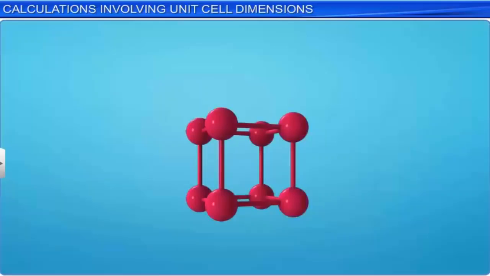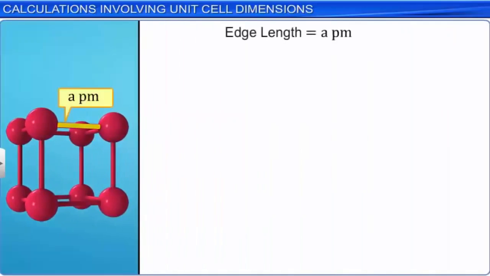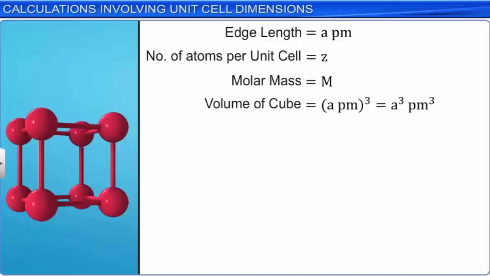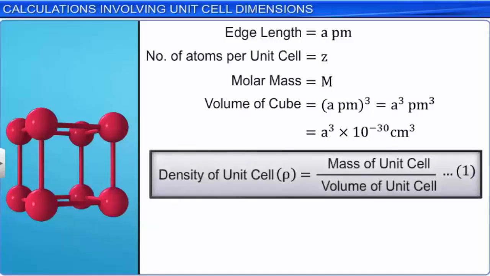Consider a cubic system with edge length A picometers, number of atoms per unit cell Z, and molar mass M. The volume of a cube is equal to A cube picometer cube, which is equal to A cube into 10 to the power minus 30 centimeter cube. You already know that density of a unit cell, ρ, is equal to mass of the unit cell divided by volume of the unit cell. Let this be equation 1.